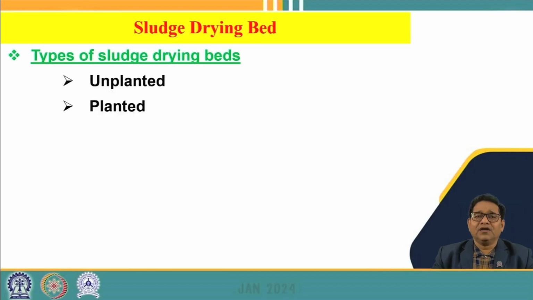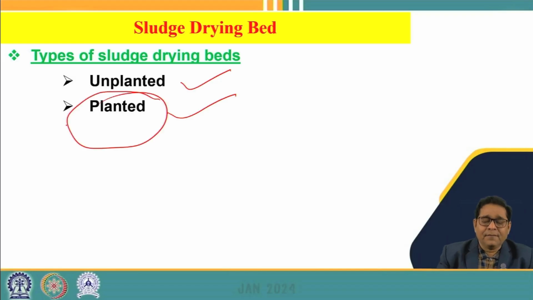And if we see, there are basically two types of sludge drying beds: one is unplanted and another one is planted. The unplanted type of sludge drying bed does not have any plantation over the bed, whereas the planted type of sludge drying bed is designed like a reed bed system, where the unplanted one is designed as sand filters.